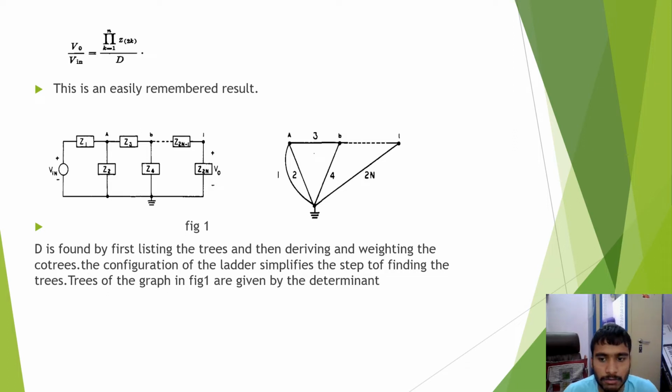These are figure one, which the previous slide was mentioning. D is found by first listing the trees and then deriving and weighing the cotrees. The configuration of the ladder simplifies the step of finding the trees. Trees of the graph in figure 1 are given by the determinant. Let's move on to the next slide.